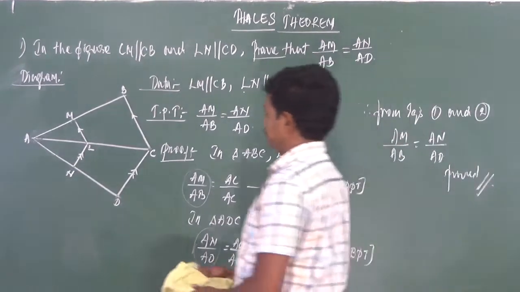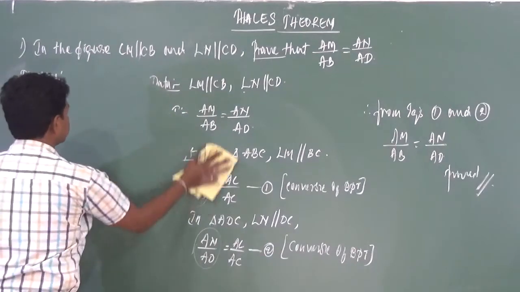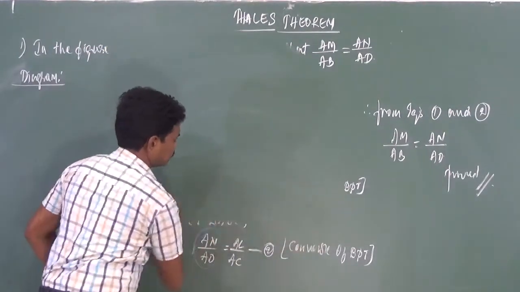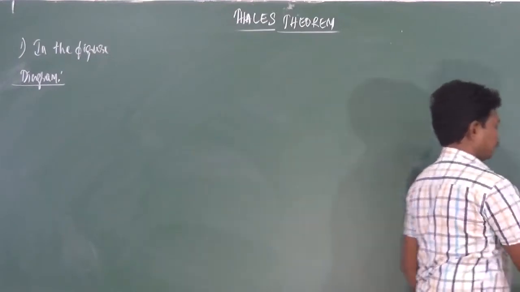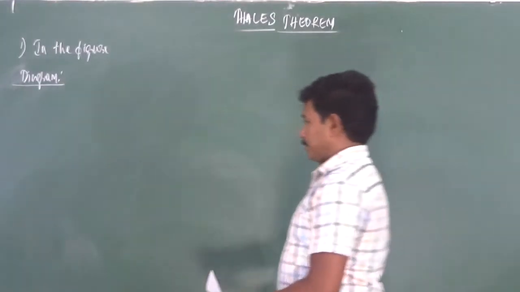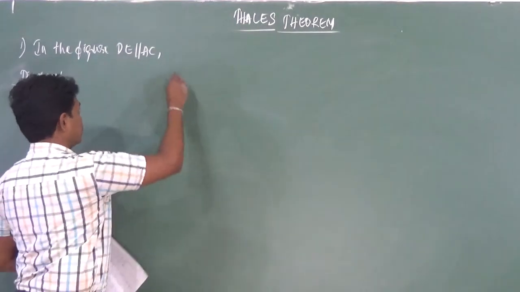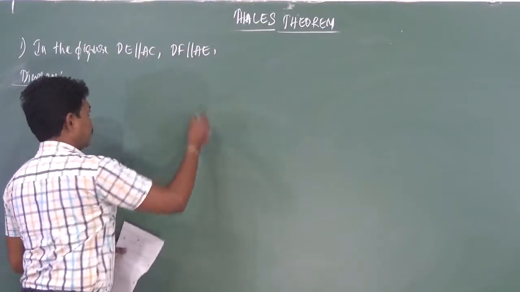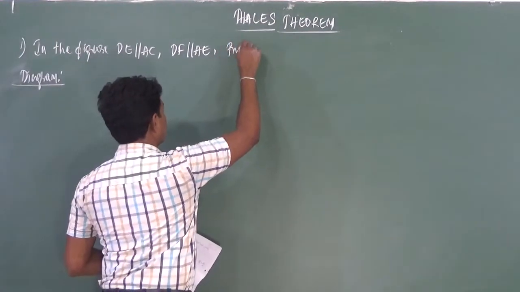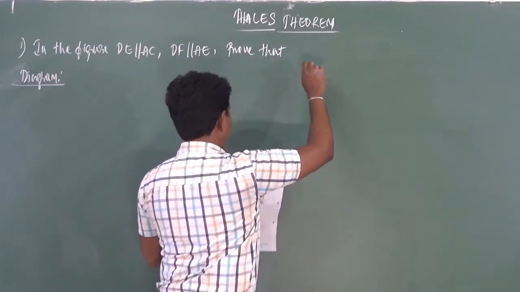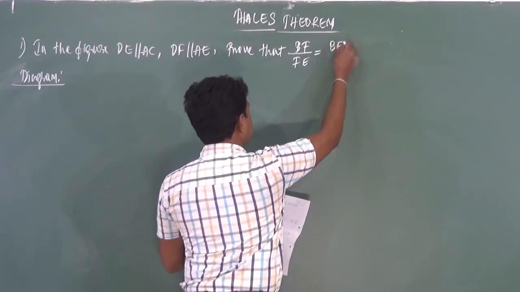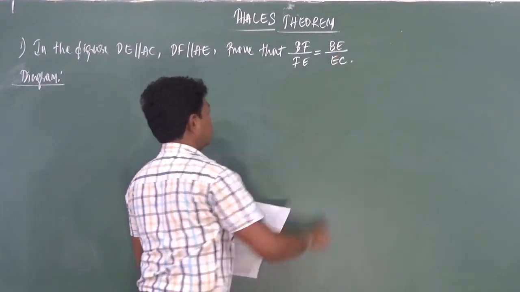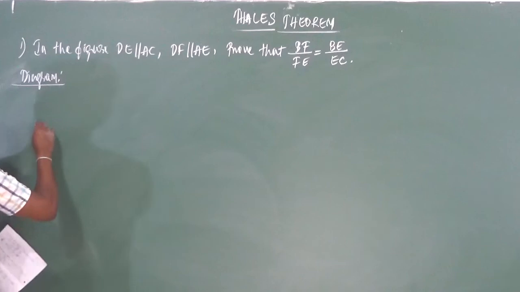We'll go with the next problem. In the figure, DE is parallel to AC and DF is parallel to AE. Then prove that BF by FE is equal to BE by EC. Okay, so we've got the diagram.